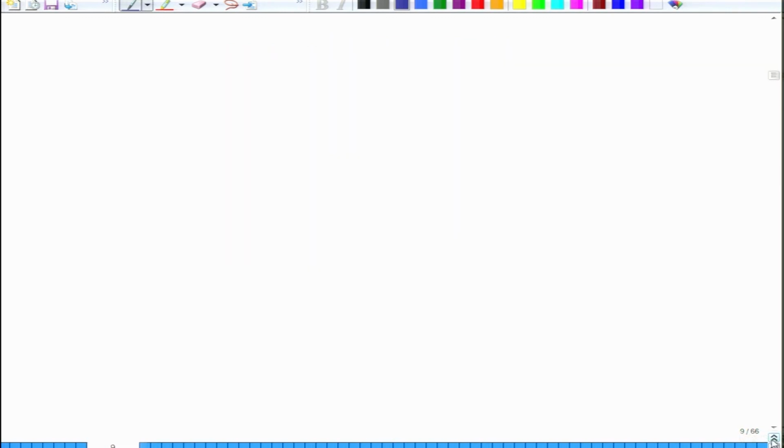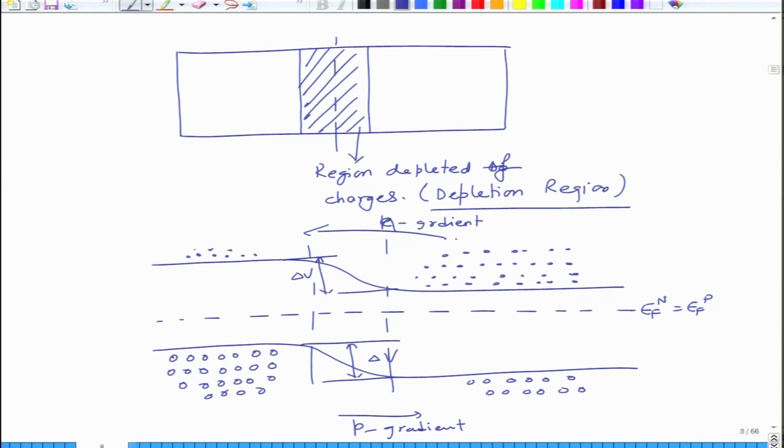So when the diffusion takes place within this region, the electrons and holes which come from each side recombine. As a result, this region becomes completely devoid of charges. There are no free charges in this region, and further movement of charges is prevented by this built-in electric field, which does not allow the charges to cross over on either side, because you require an energy barrier delta V to be overcome to allow the flow of carriers to either side.